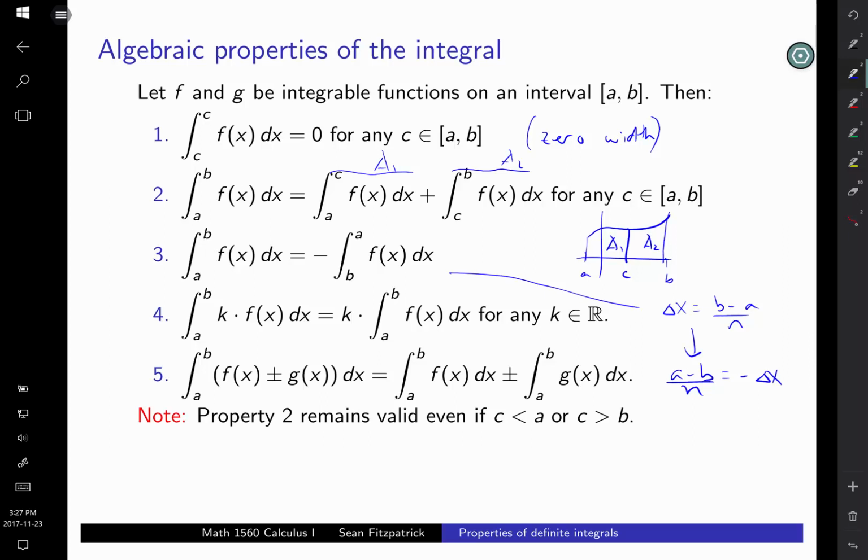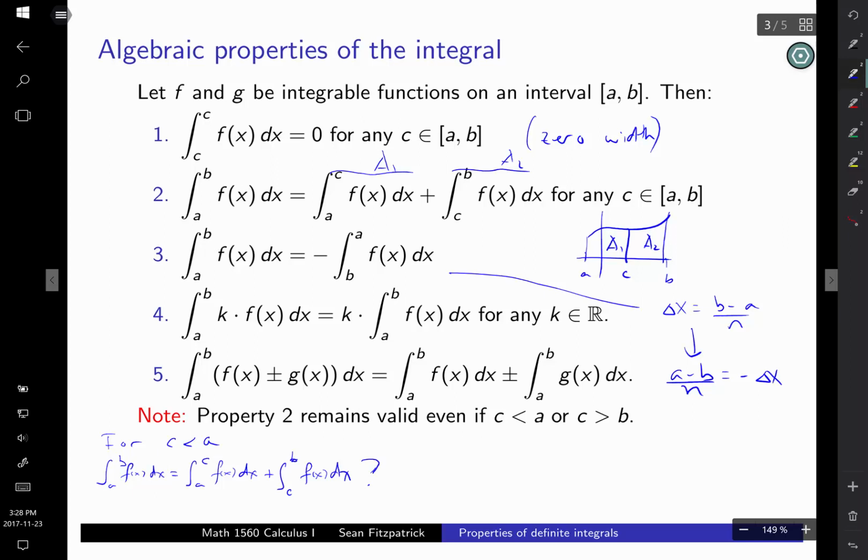And let's note here, we'll look at proofs, I think, for 4 and 5. We're not going to prove them, but we'll try and sketch the ideas of why these should be true. Property 2 works even if, let's say, c is less than a. For c less than a, we want to show that we could still say that the integral from a to b of f(x) dx is equal to the integral from a to c of f(x) dx plus the integral from c to b of f(x) dx, right? Okay, so this is what we want.